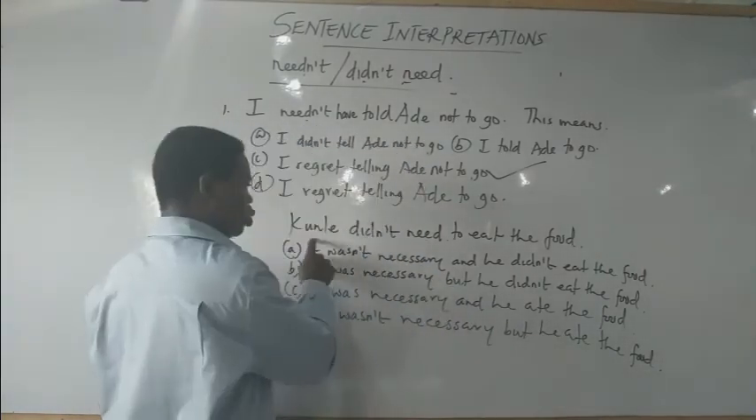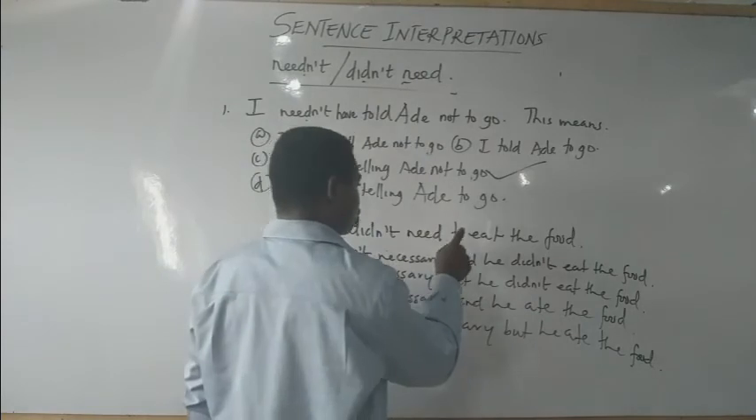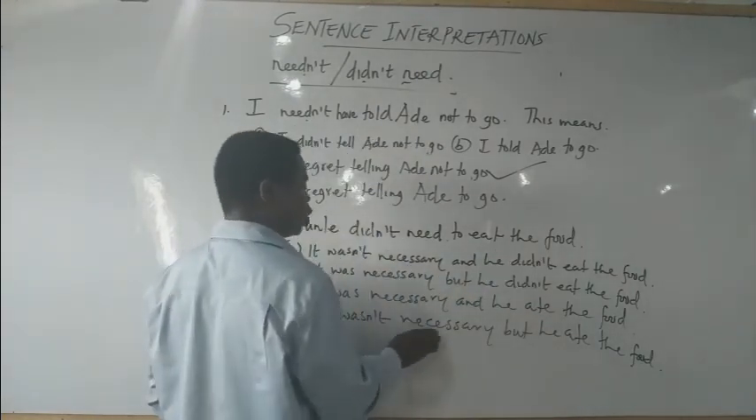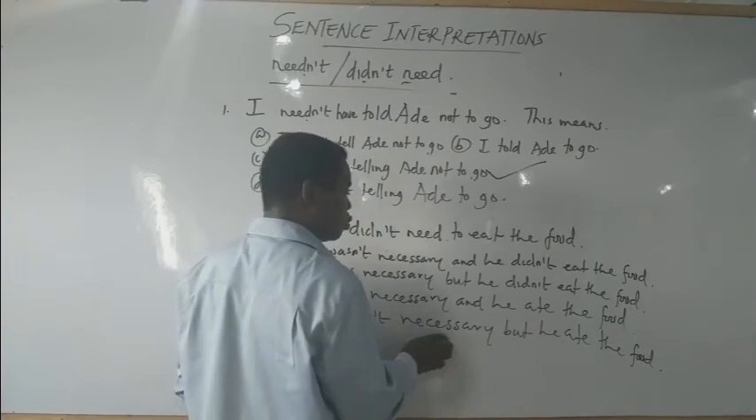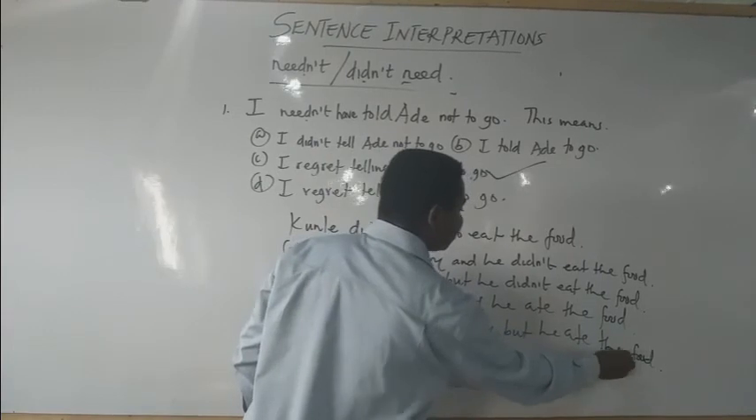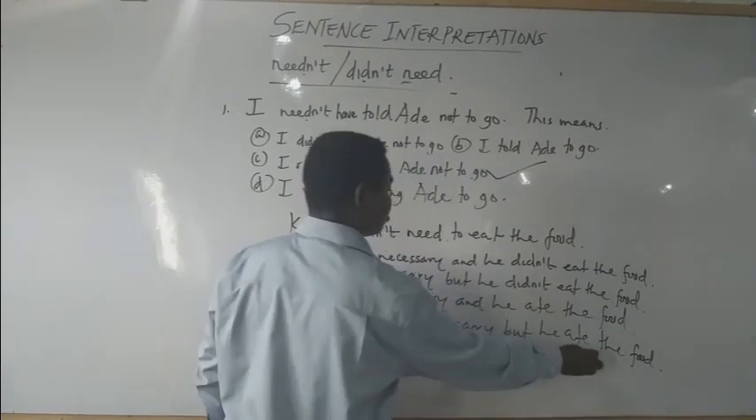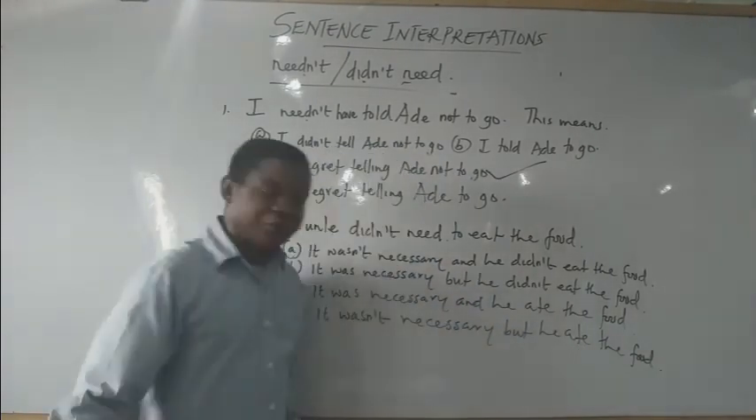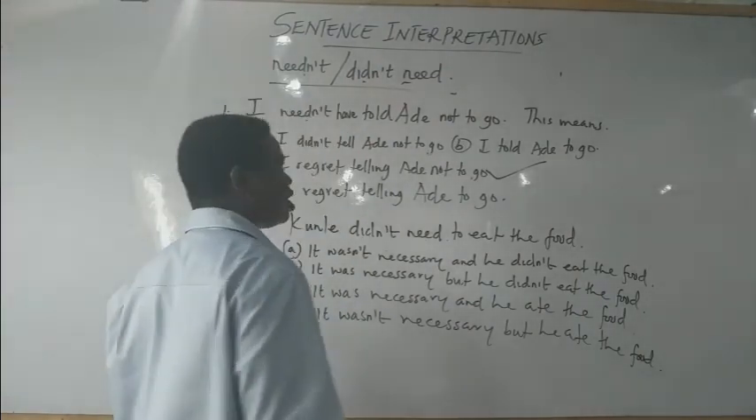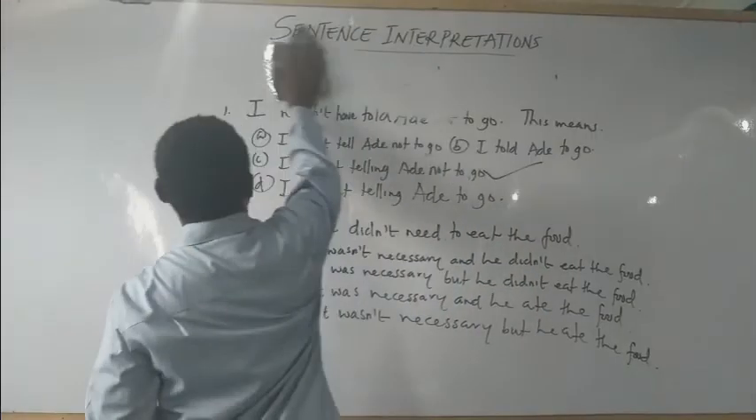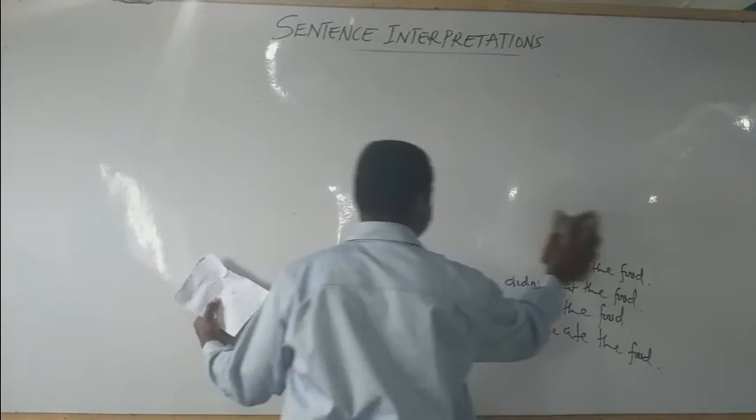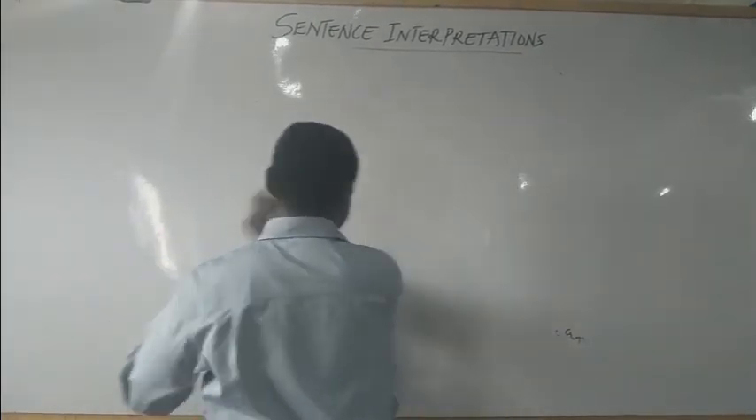Now look up. "Kunle didn't need to eat the food." This means it was not necessary to eat the food, but he went ahead and ate it. Therefore, there will be a regret for eating the food. That is the third aspect of sentence interpretation. Let's look at the fourth aspect of sentence interpretation.